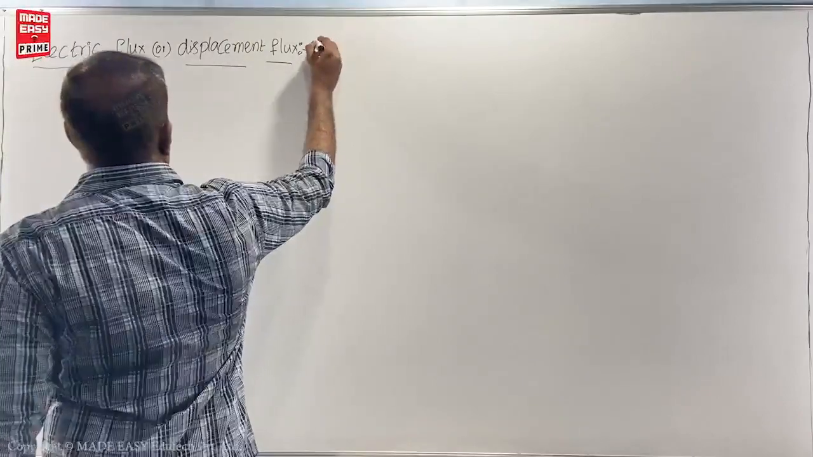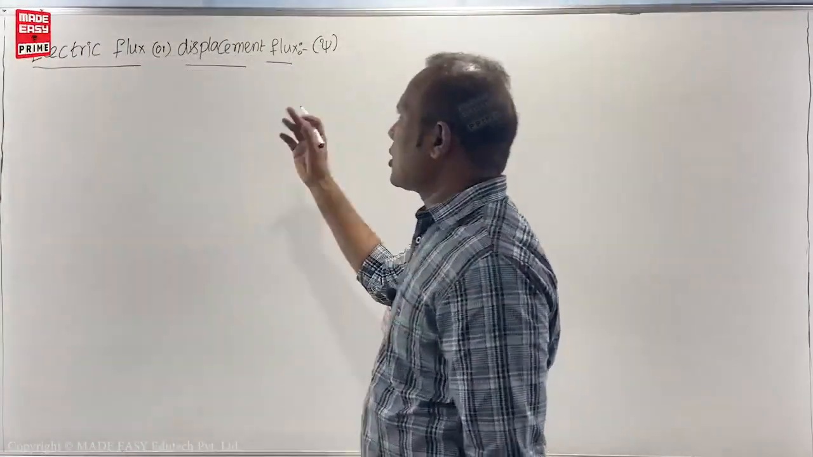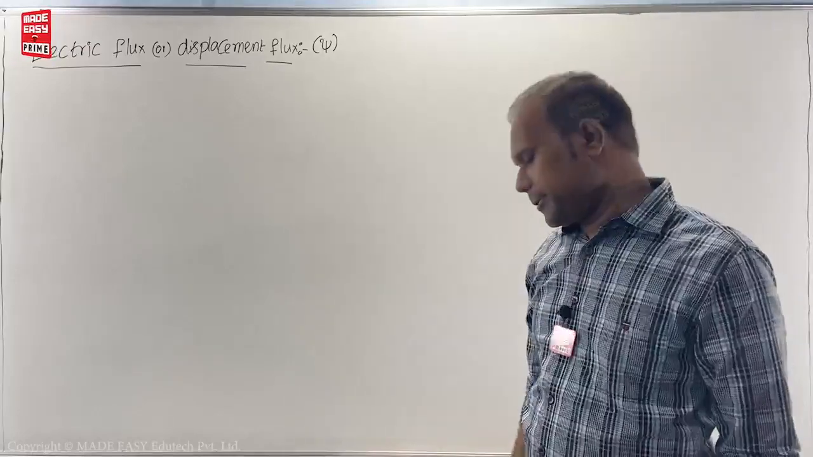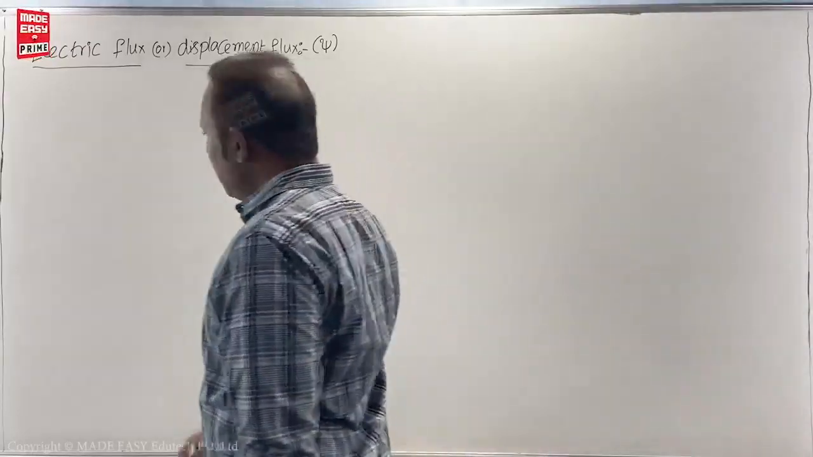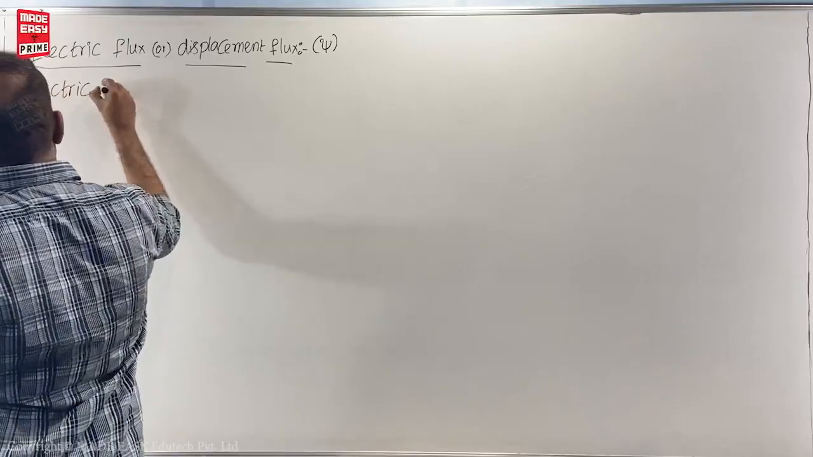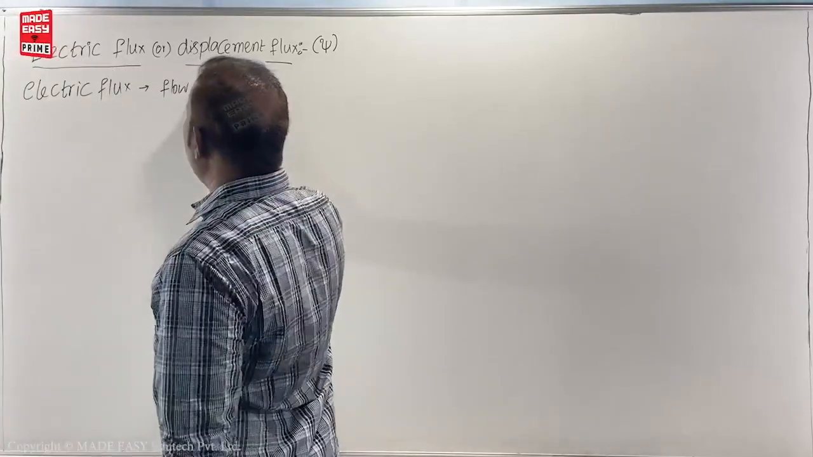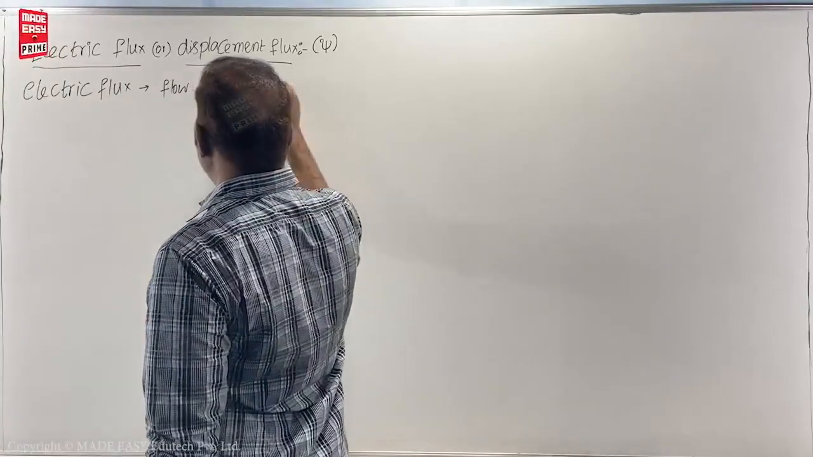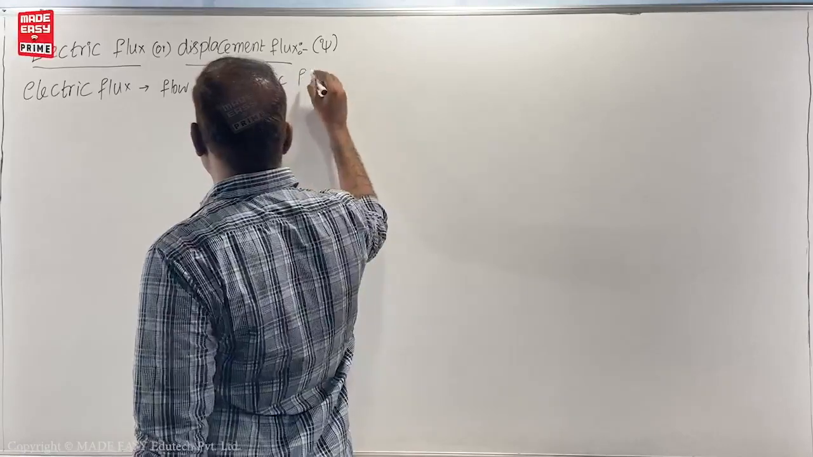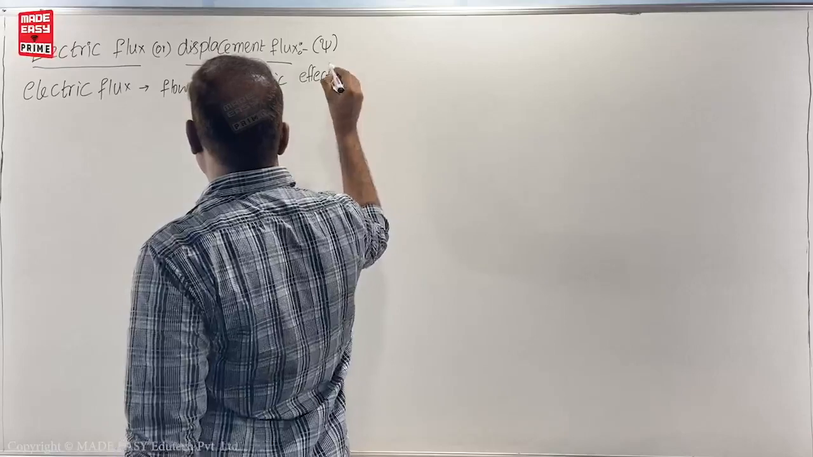This symbol is psi. Electric flux. It is also called displacement flux. Now, if you see the meaning, flux means flow, electric flux means flow. Flow means moving. Flow of electric effect, student.